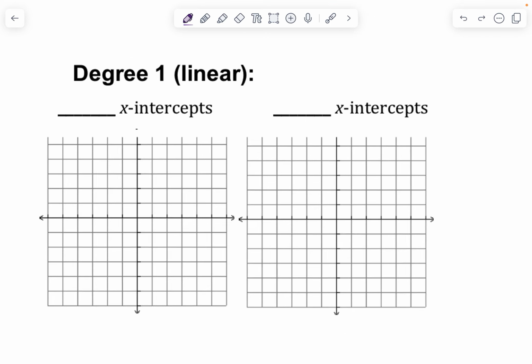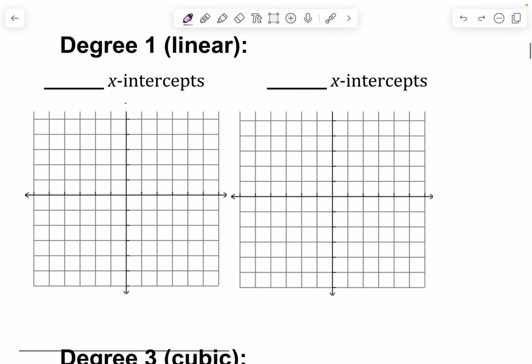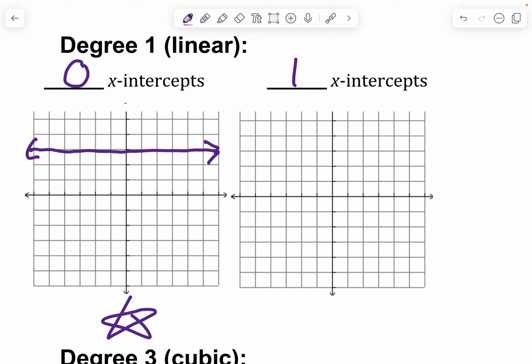So when looking at a linear function, here's the deal. You can have pretty much 0 or 1 x-intercept. Now, the 0 is going to give you a horizontal line. That gets a little weird because then you're not really looking at a polynomial, okay? So I'll be honest, we're not really going to do too much there.